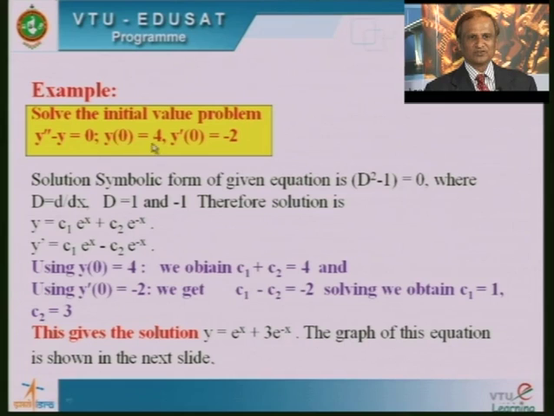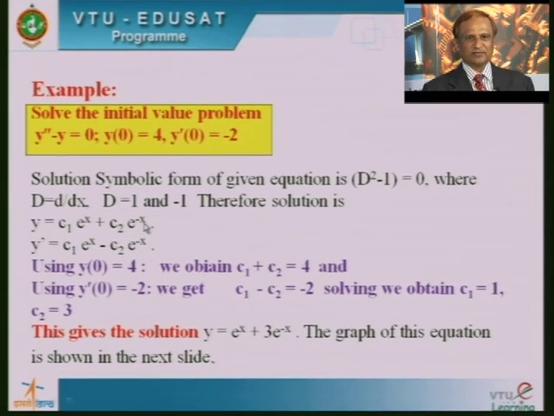Suppose if I want to use the first condition, y of 0 is equal to 4, we obtain, it means I am going to replace, it is of the type y of x naught is equal to y naught. What is the value of x naught? 0. What is the value of y naught? 4. In this solution, replace x by x naught, y by y naught. So, what you will get? 4 is equal to C1 into e to the power 0 plus C2 into e to the power 0. E to the power 0 means 1. I hope we will get C1 plus C2 is equal to 4.